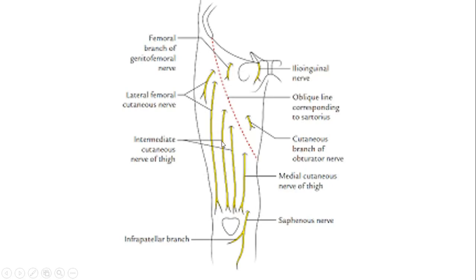So if you check here, you are checking the femoral nerve. On the medial side of the thigh, there is the cutaneous branch of the obturator nerve. Here is the marked area of the femoral triangle, which is supplied by the femoral branch of the genitofemoral nerve, the ilioinguinal nerve, and the cutaneous branch of the obturator nerve. Just above the knee is the saphenous nerve, which comes out of the front of the thigh and supplies the leg, and there is the infrapatellar branch of the saphenous nerve.